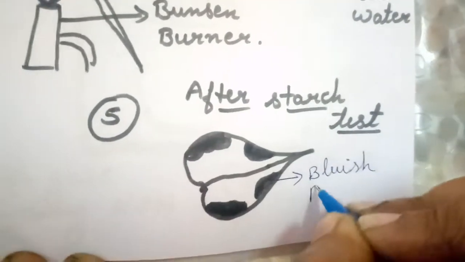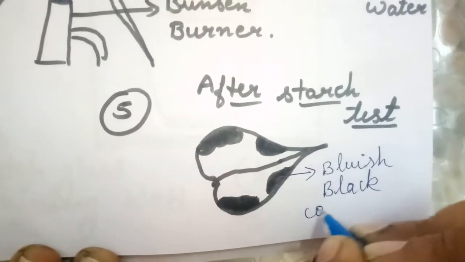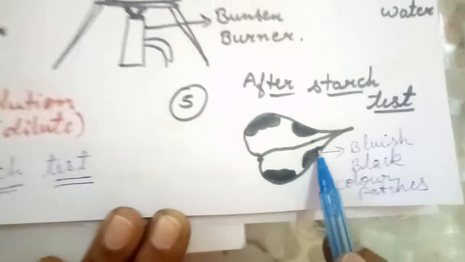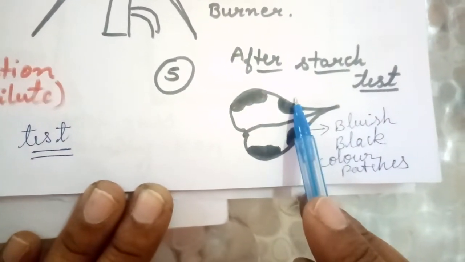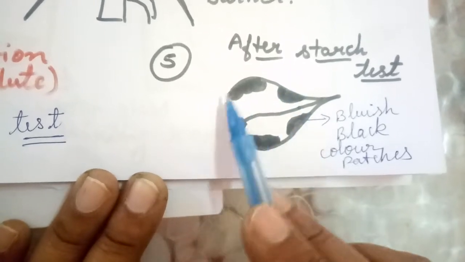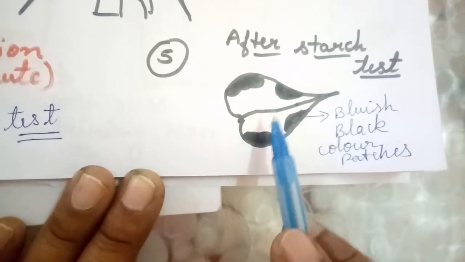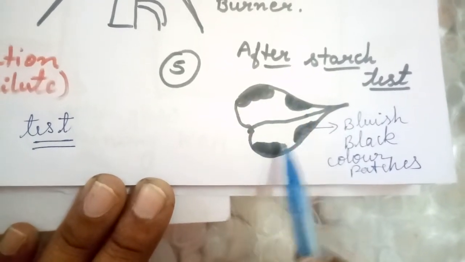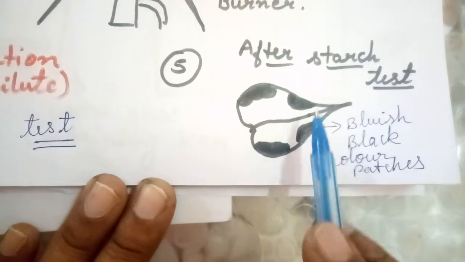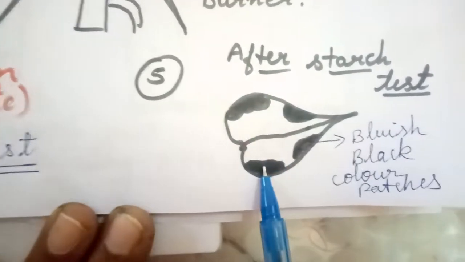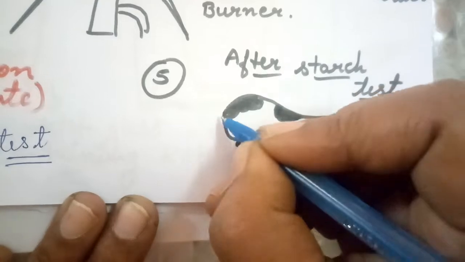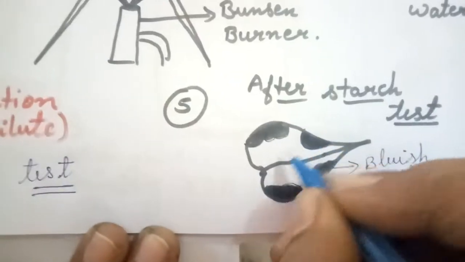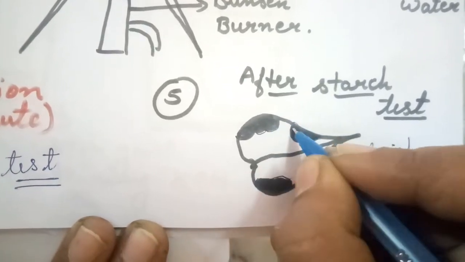You will see bluish black color patches on the leaf, only in some areas, whereas the other area will remain unchanged. You can see the white color which remains unchanged here. So why only in a few areas do you see the bluish black color? This indicates that the area which has turned bluish black in color represents the area where chlorophyll was present.